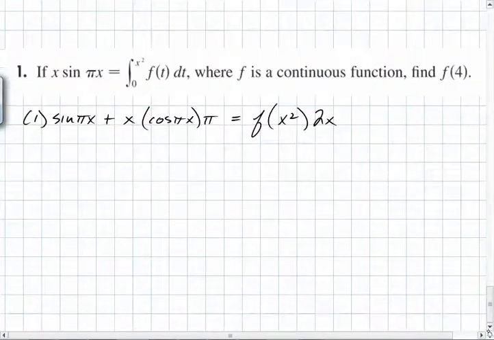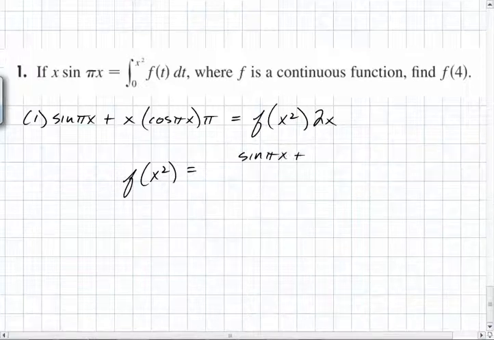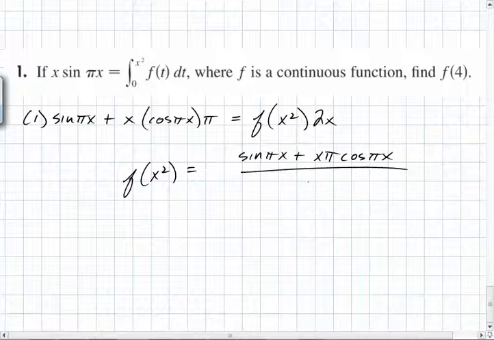What do we want to isolate? f of x squared. So now you know that f of x squared is equal to sine of pi x plus x pi cosine pi x, all over what? 2x. So if you want f of 4, what do you plug in for x? 2, or negative 2. So let's plug in 2.